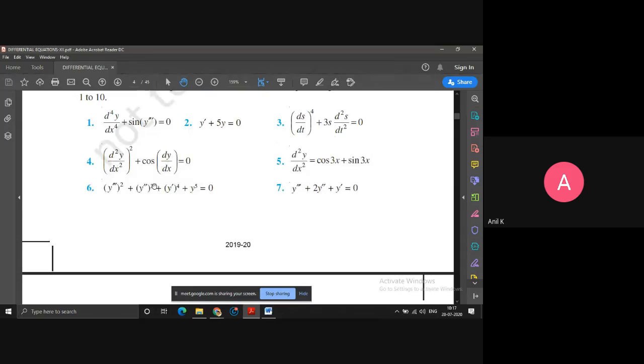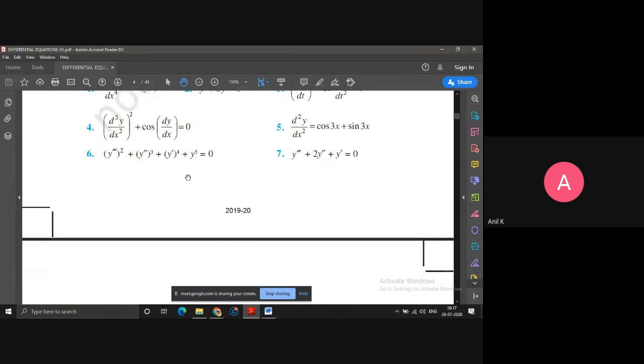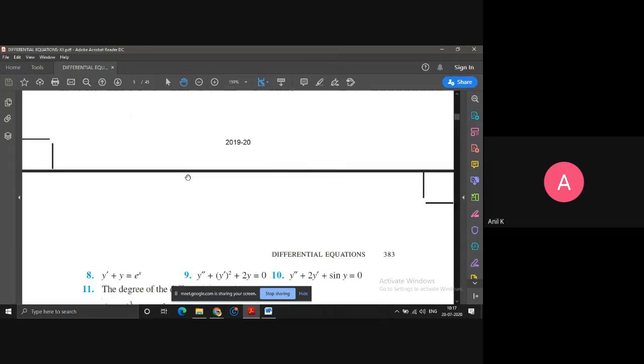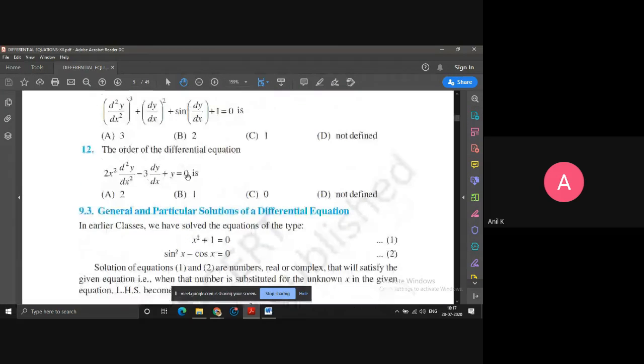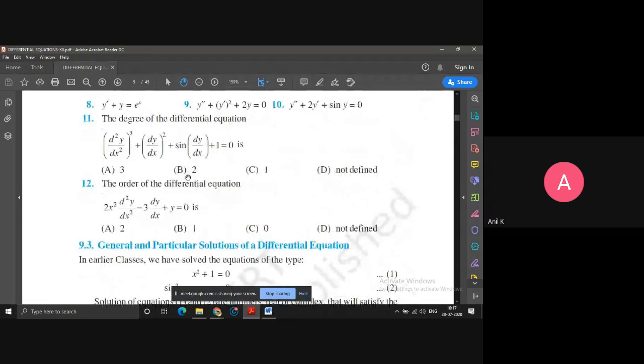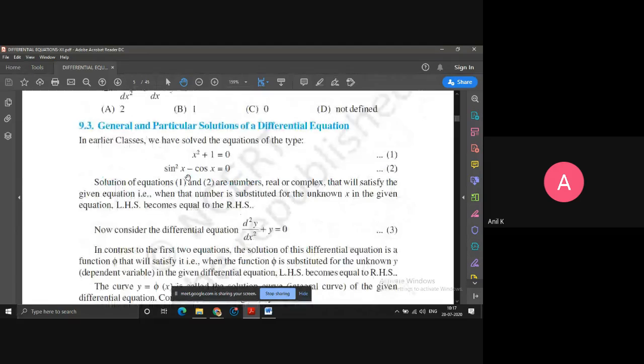If you have dy by dx, then the order will be there. But if you have a cos or exponential term, you don't have a degree; that cannot be defined. So like this, you have 12 questions in the first exercise. You can solve them. You just have to write what the order is and what the degree is.